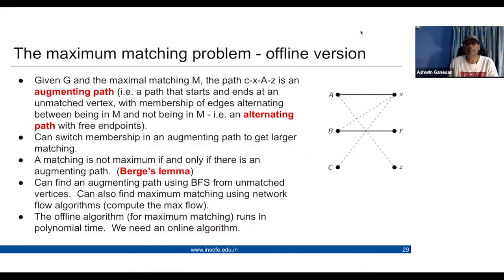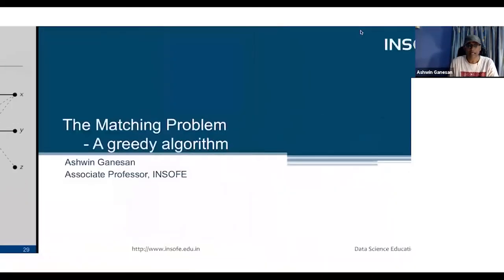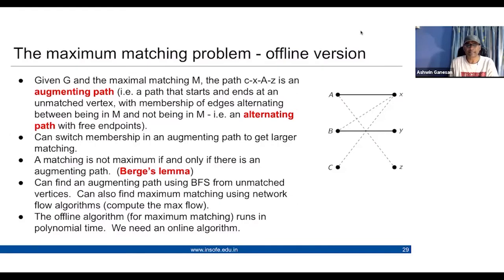And we briefly looked at some offline algorithms for maximum matching. There's a very famous algorithm by Edmonds and Karp for finding a maximum matching in a graph. And you can formulate these problems in terms of network flow problems. The thing here is that even though these algorithms for finding a maximum matching in a graph run in polynomial time, the problem is they require you to know the entire graph in advance, whereas what we need for the ad allocation problem is an online algorithm.